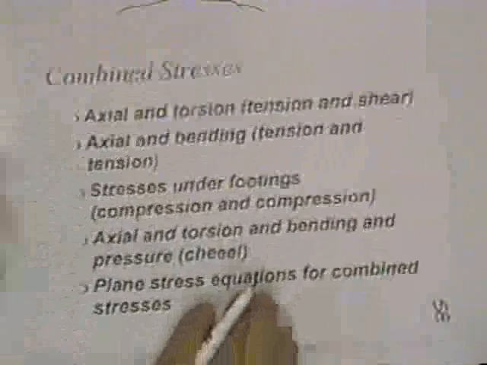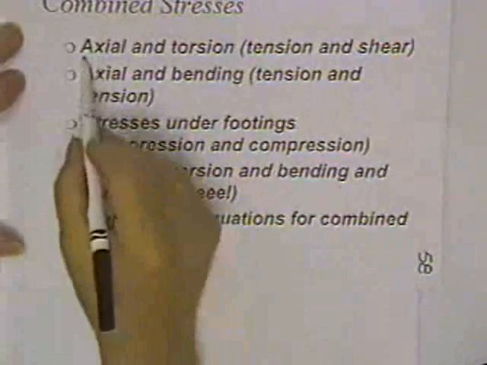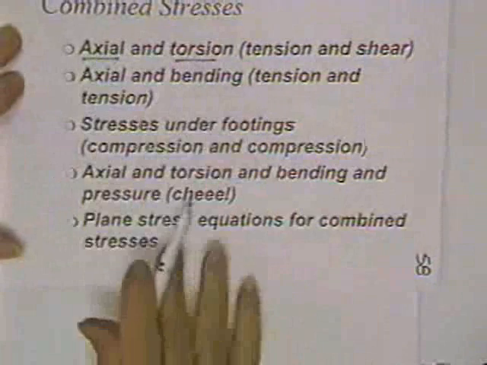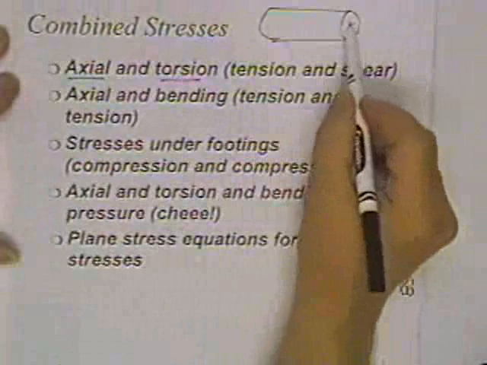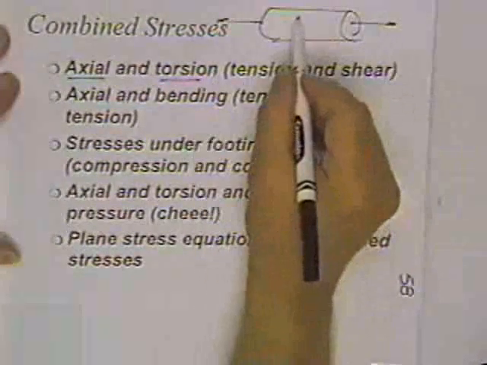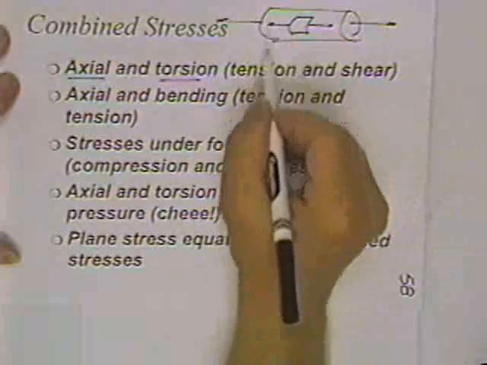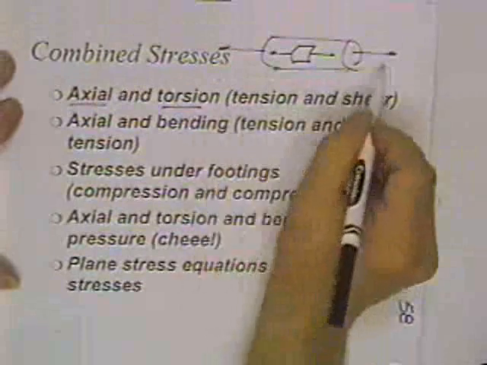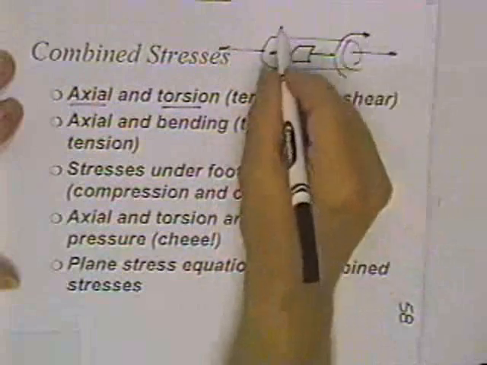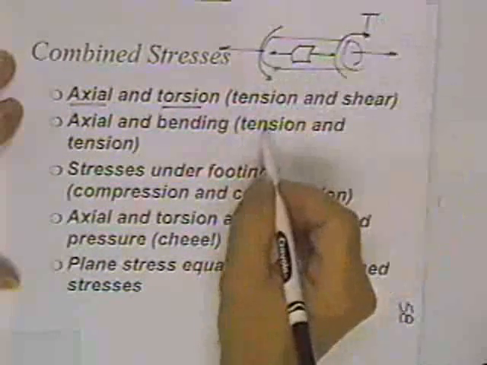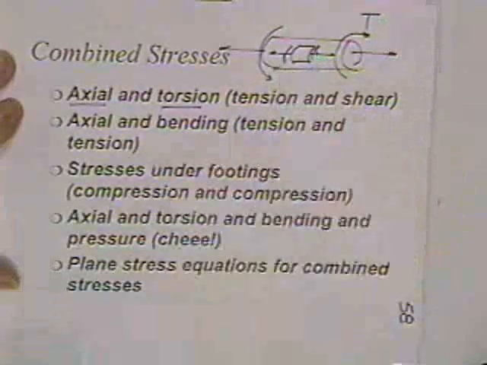All right, combined stresses. Many times you have both axial loads and twisting on something. For instance, here's a bar that is being stretched. Let me show you a small postage stamp here. You would have to show me some tensile stresses on that postage stamp because you stretched the bar. Then let me twist the bar with a torque T. That's going to cause some shearing stresses like that.